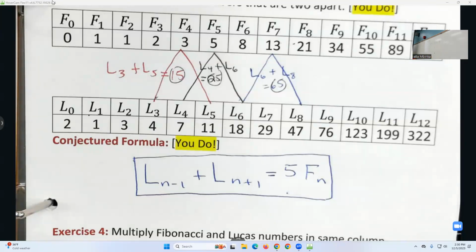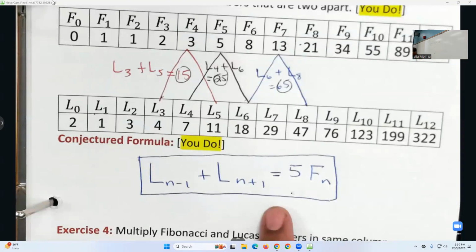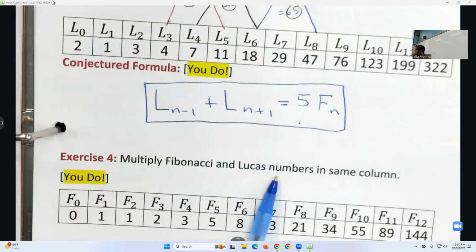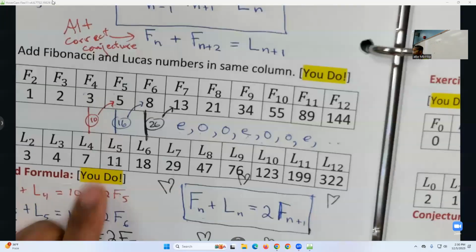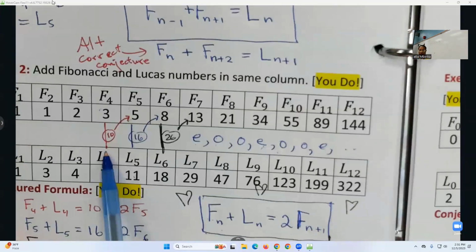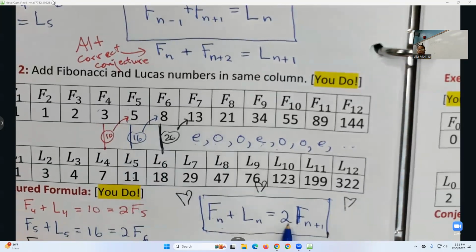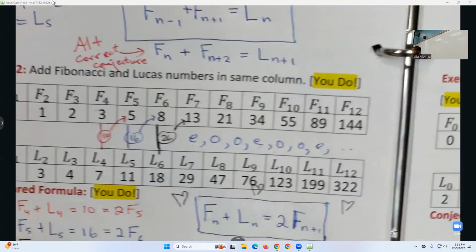But I think when I look at this, I just say, damn, that's beautiful. Okay, let's multiply two Fibonacci numbers and Lucas numbers that are in the same column. When we added them, they sum to the next Fibonacci number, but times 2. So maybe when we multiply them, something beautiful happens too.